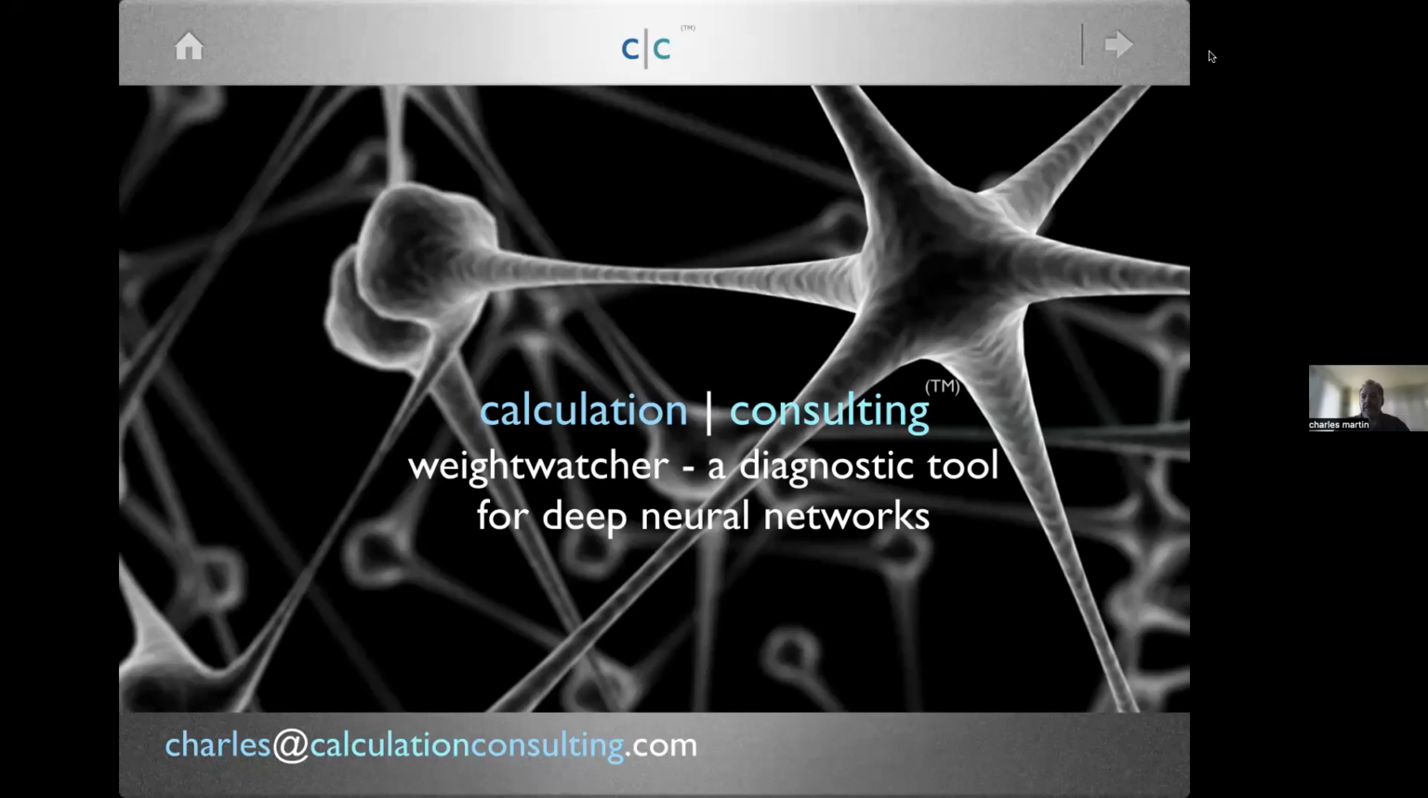Okay, my name is Charles Martin. I run a boutique consulting firm in San Francisco called Calculation Consulting, where we do projects for companies to try to help them develop AI solutions, mostly in the tech space: natural language processing, text generation, search relevance, something we're very good at. Today, I want to talk about a tool I've developed.